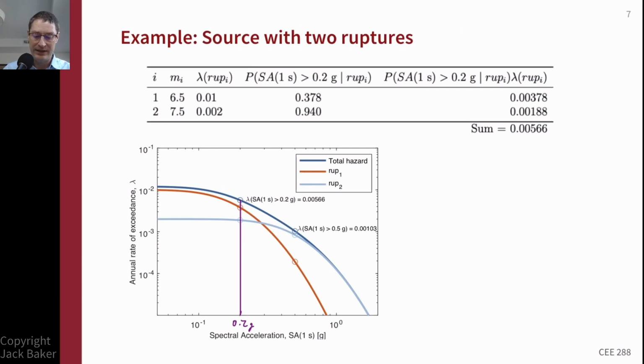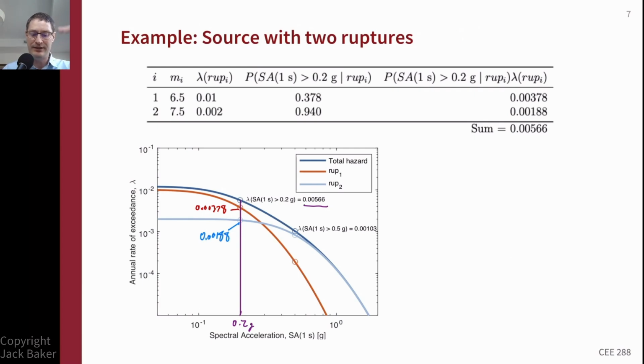So from the previous example, we've got the 0.00378 from Rupture 1. Now we're going to add to that an additional rate of 0.00188. If we add those two up, we get to the 0.00566 number that we came up with, right?